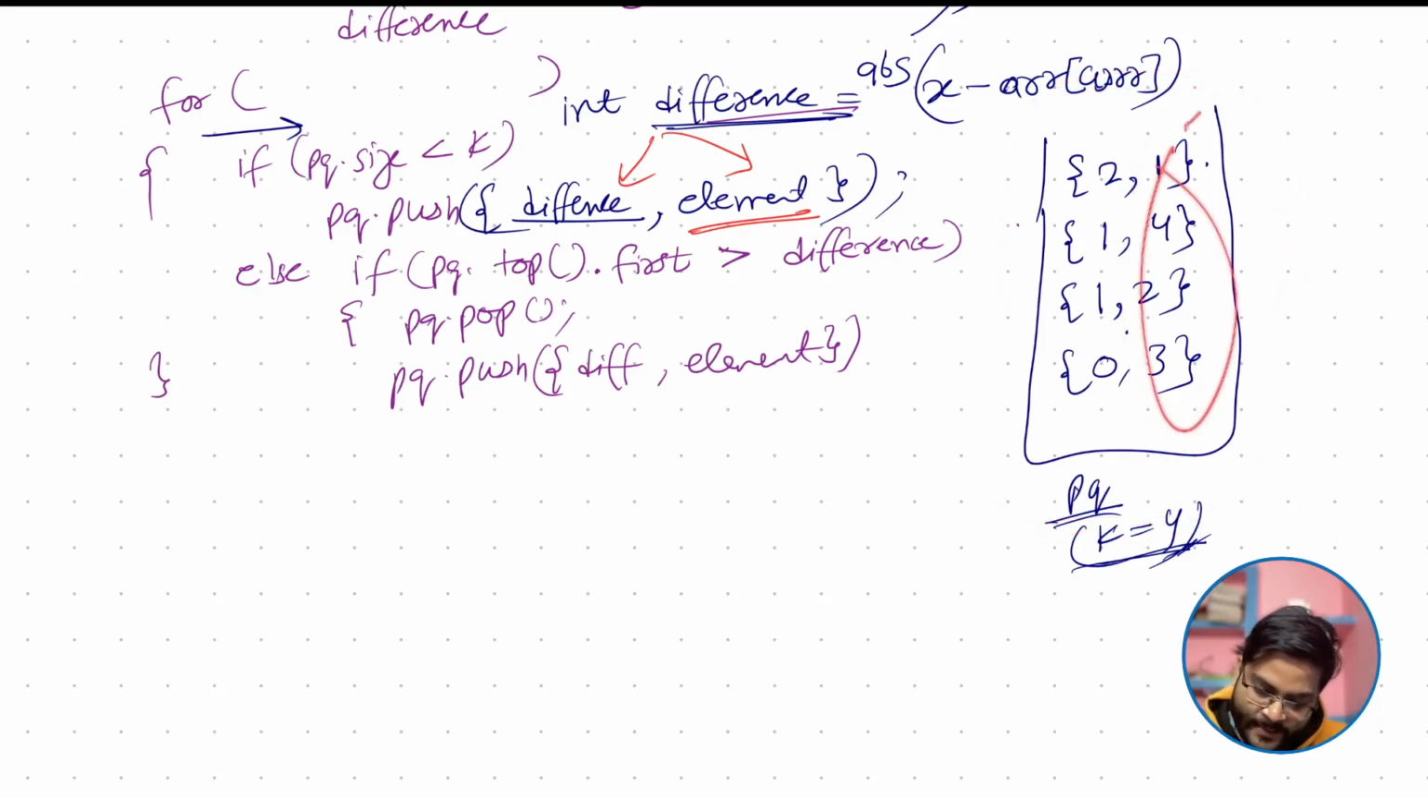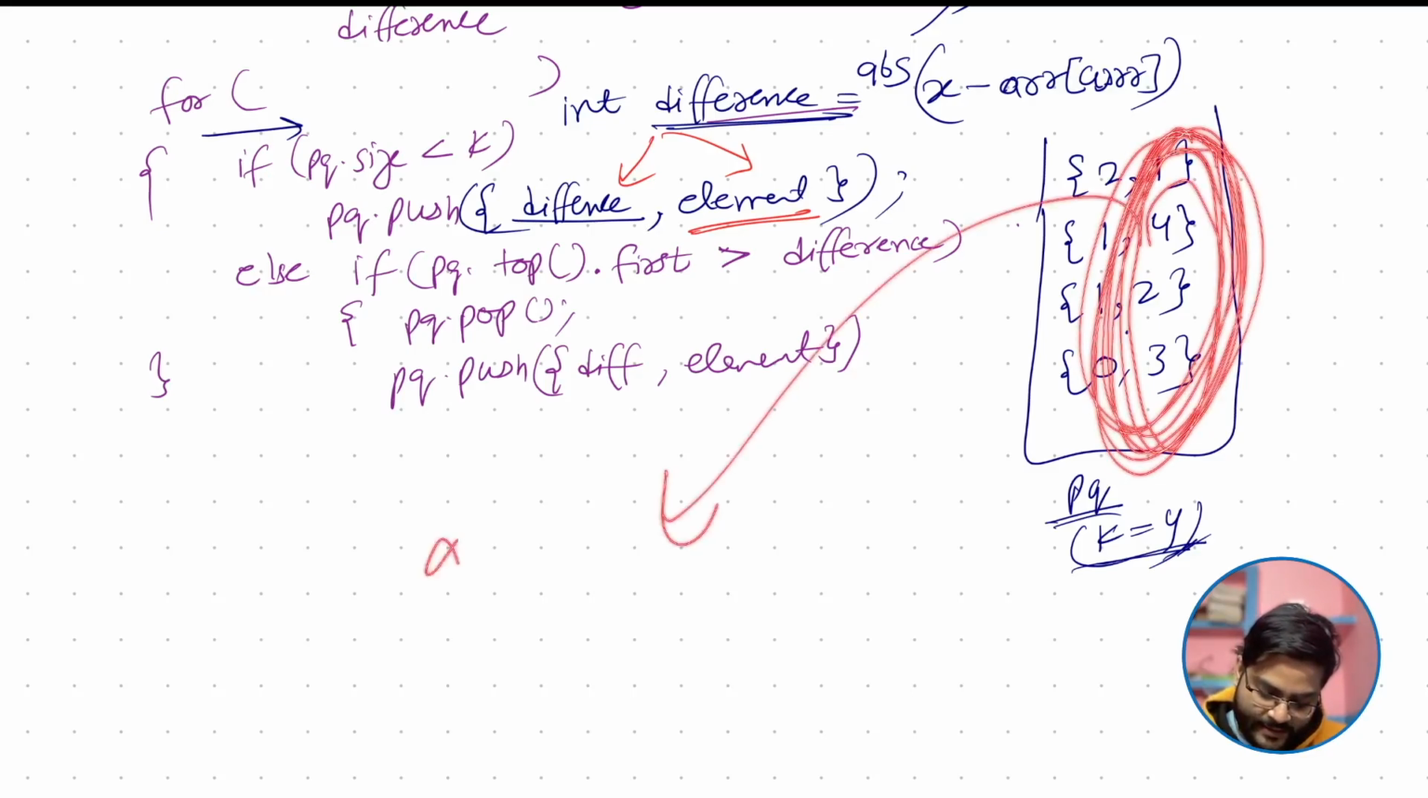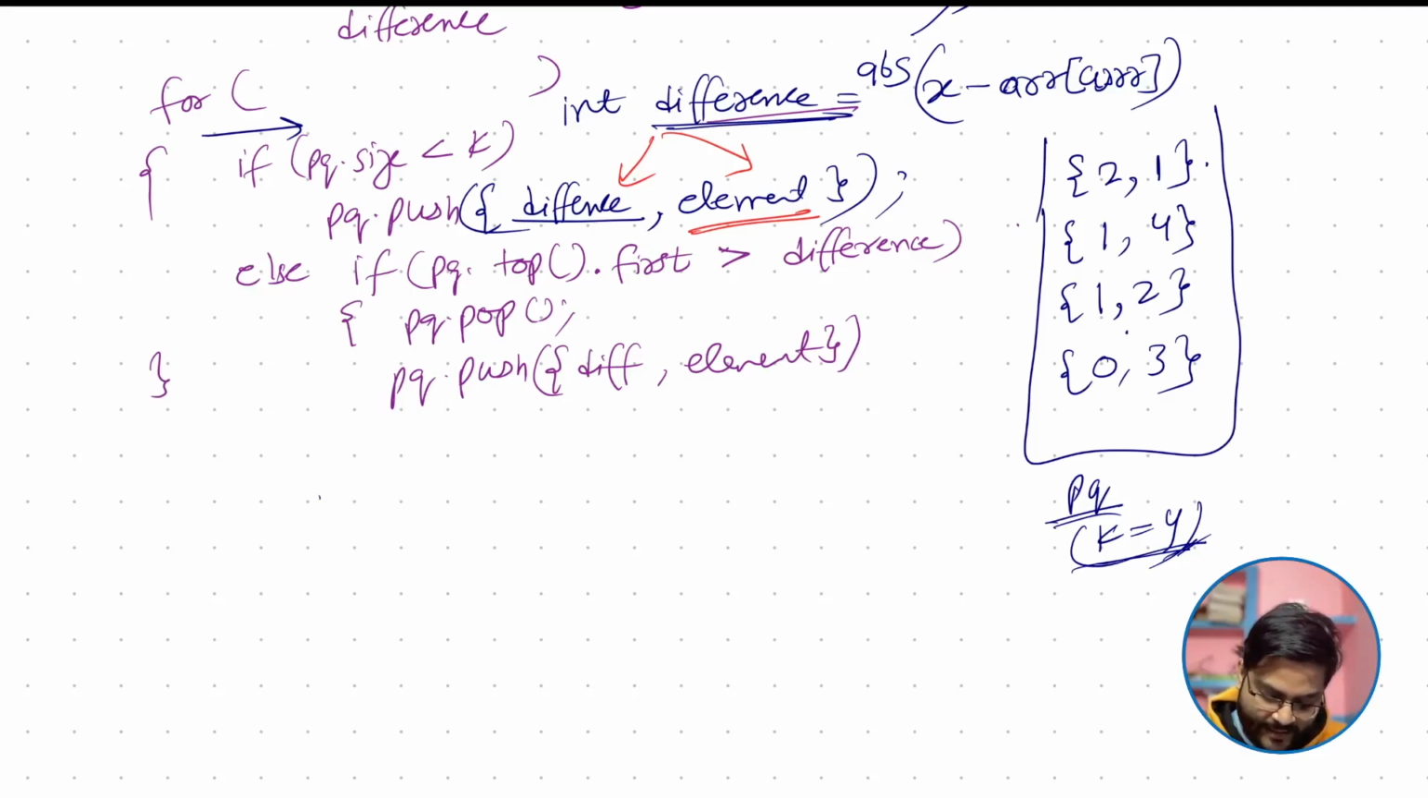Okay, these are the elements and these are the differences. So I will store this element. These are the k closest elements, so I will store these elements and put them in the answer. I will traverse the priority queue and put them in the answer.